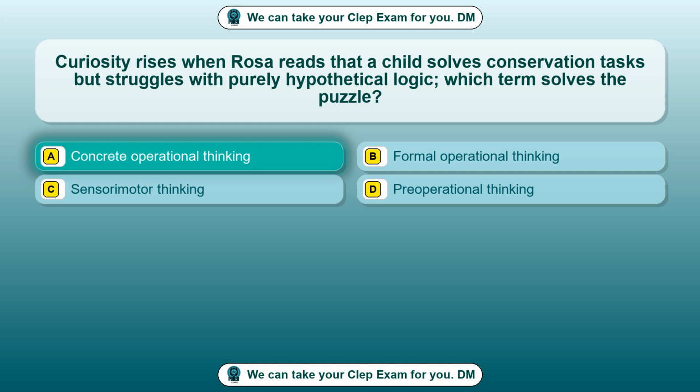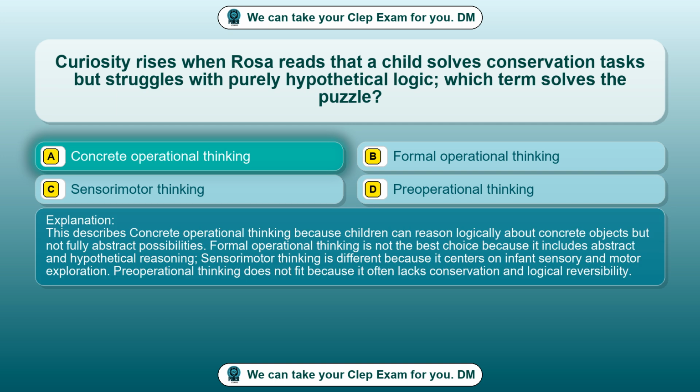The correct answer is option A, concrete operational thinking. This describes concrete operational thinking because children can reason logically about concrete objects but not fully abstract possibilities. Formal operational thinking is not the best choice because it includes abstract and hypothetical reasoning. Sensorimotor thinking is different because it centers on infant sensory and motor exploration. Pre-operational thinking does not fit because it often lacks conservation and logical reversibility.